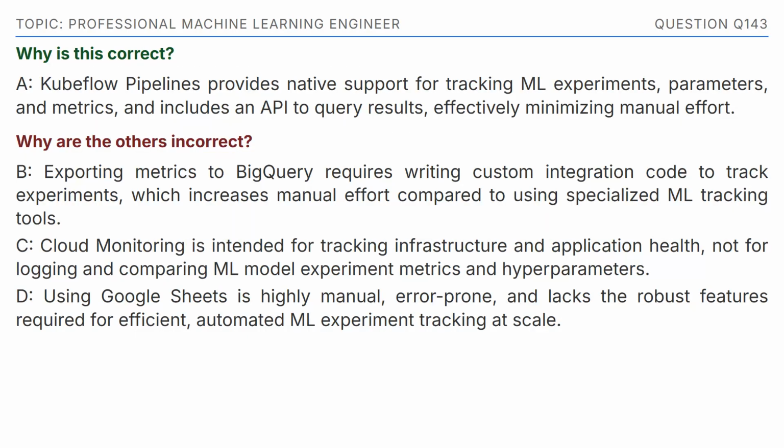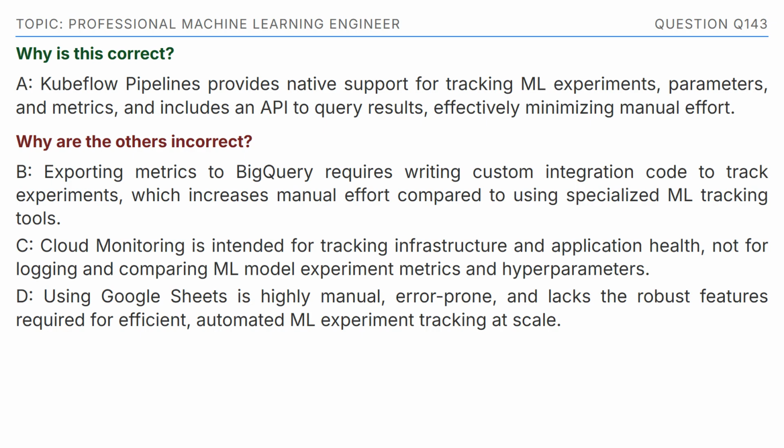Why is this correct? A. Kubeflow pipelines provides native support for tracking ML experiments, parameters, and metrics, and includes an API to query results, effectively minimizing manual effort. Why are the others incorrect?